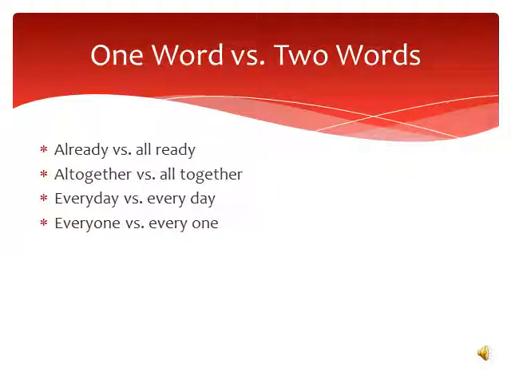And we also might have to make the choice of a word being one word or two words, and what makes the difference. So we have to know the difference between some of these, what they mean. Already versus all ready, one word, two words. Already as one word means previously, such as I already submitted my assignment. All ready two words means completely prepared or ready. I am all ready for the final exam.